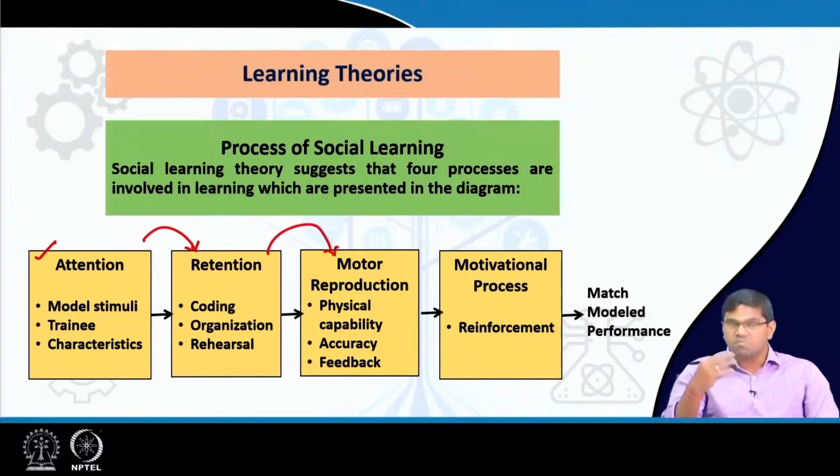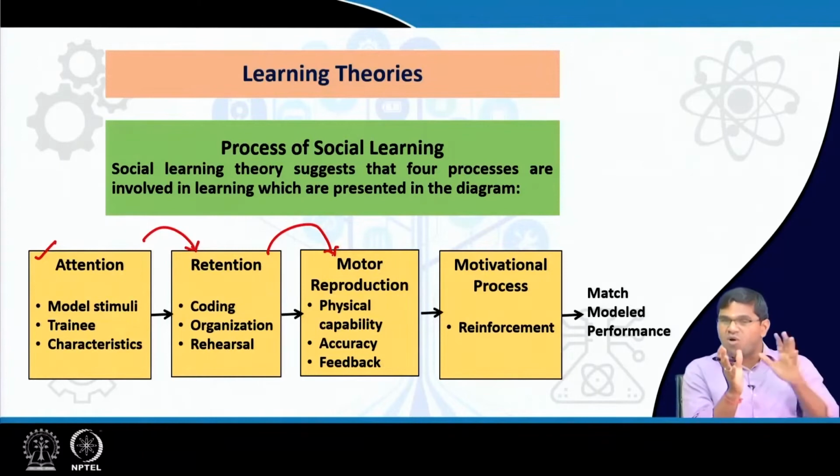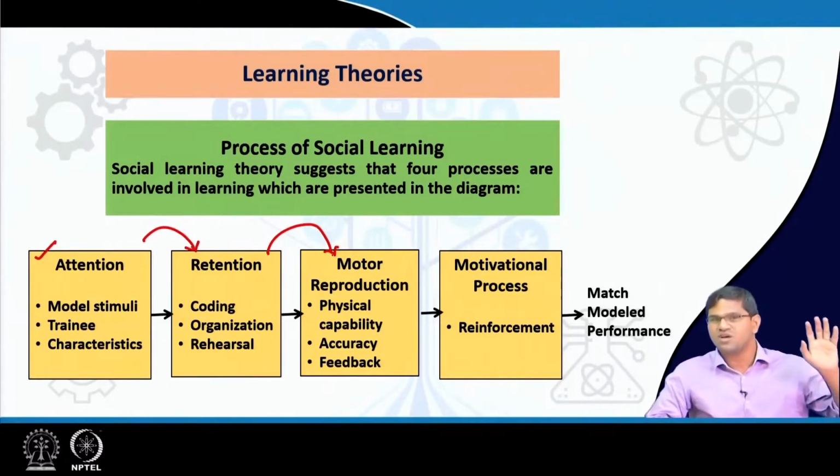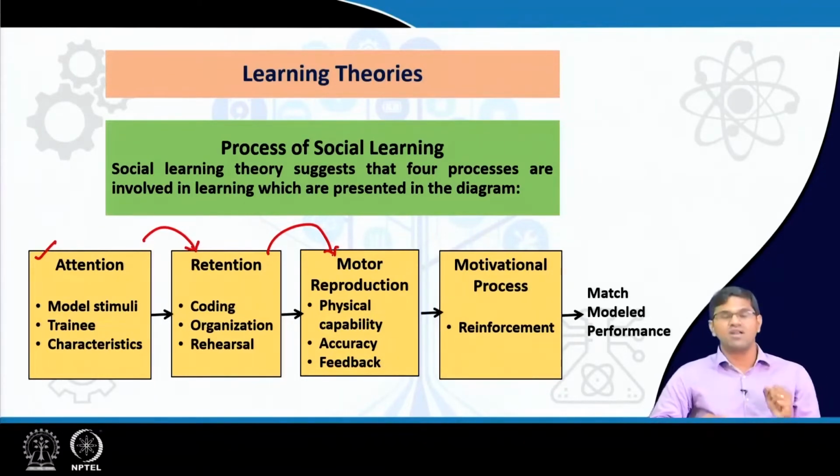You are able to repeat those learnings. That's very important, in the absence of the model. Now the model is no longer present. I am referring to somebody you observed, and in the second stage you wanted to retain whatever you observed from that particular model. In the next phase, the motor reproduction stage, you will be able to repeat those behaviors in the absence of the model. Now you will perform the particular job in your organization by applying whatever you learned by observing the other persons.